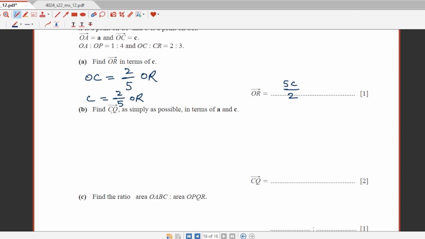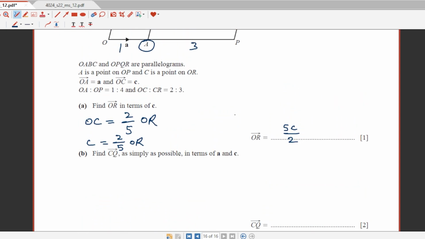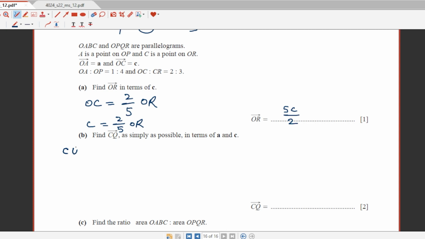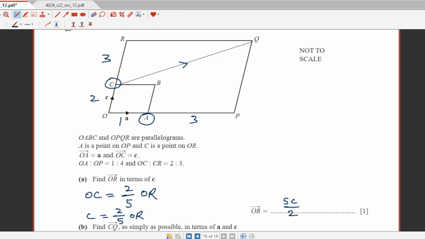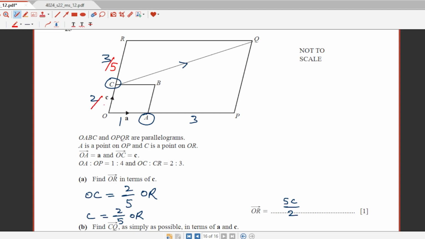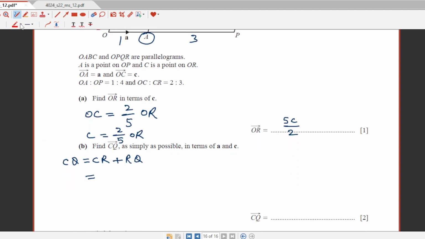Find CQ as simply as possible in terms of A and C. Find CQ means we need to find this vector. CQ means CR plus RQ. CQ is CR plus RQ. CR is 3/5 of OR. This is 3/5 and this is 2/5. CR is 3/5 of OR.